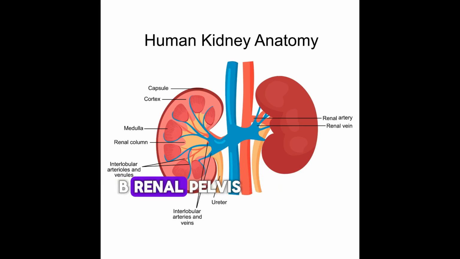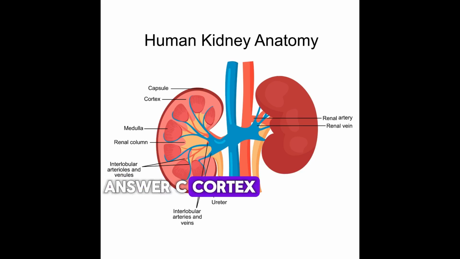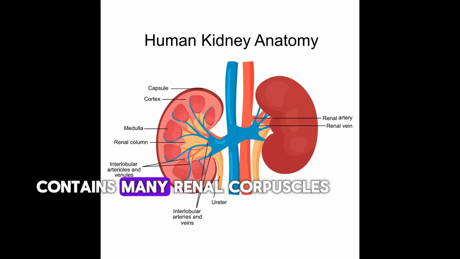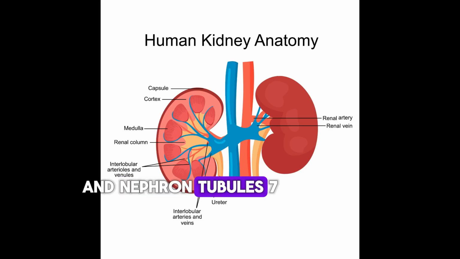6. The outer region of the kidney is called the A. Medulla. B. Renal pelvis. C. Cortex. D. Hilum. Answer C. Cortex. The cortex is the outer region of the kidney and contains many renal corpuscles and nephron tubules.